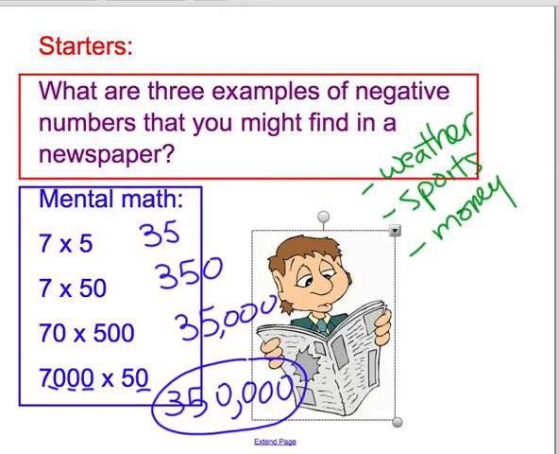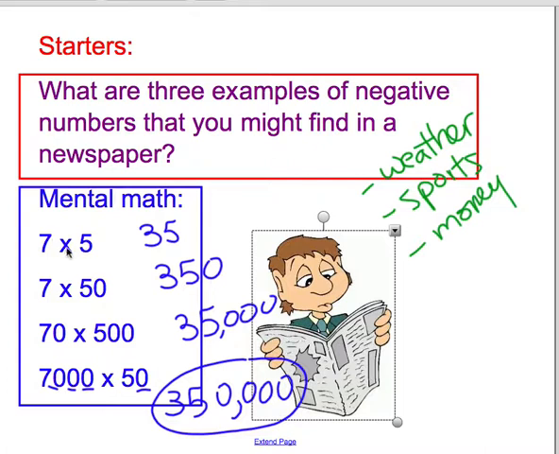with 3 examples of negative numbers that you might find in a newspaper, and all of the classes came up with great ideas. Temperatures that are really cold, the opposite of warm, and sports could be a ranking loss, a loss of yards in American football, or a score in golf under par, and money. Taking money out of the bank or a business losing money, all of those could be represented with negative numbers. And you came up with even more than that.